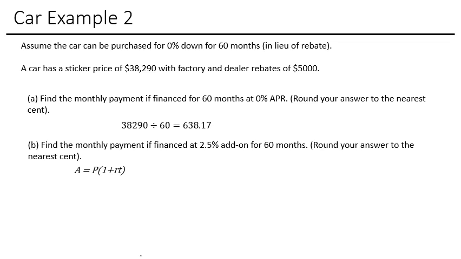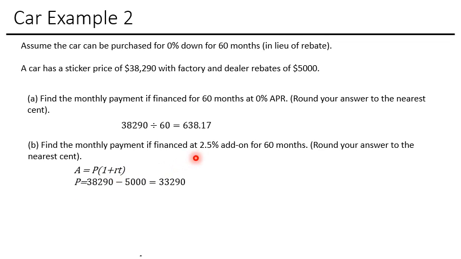The total amount is given by this formula: A equals P times (1 plus RT). I'm going to plug in some numbers here, but first, to find P, my principal: my principal is going to be the 38,290, which was my sticker price. I'm going to take the rebate off, and so I get 33,290. So that's my P.